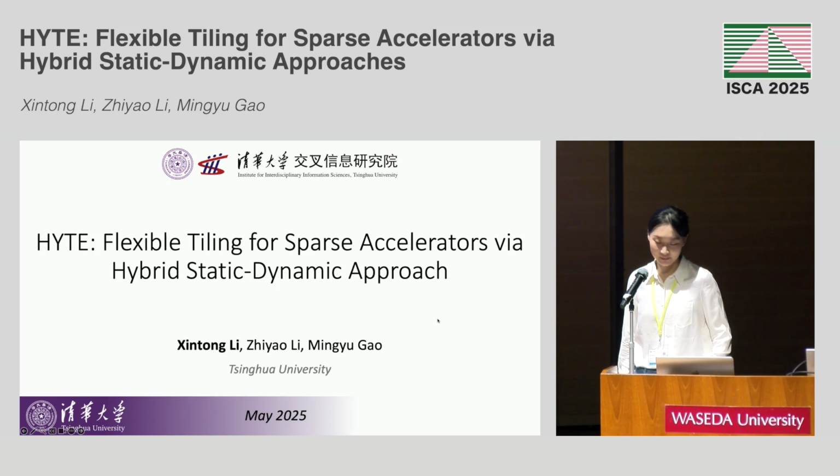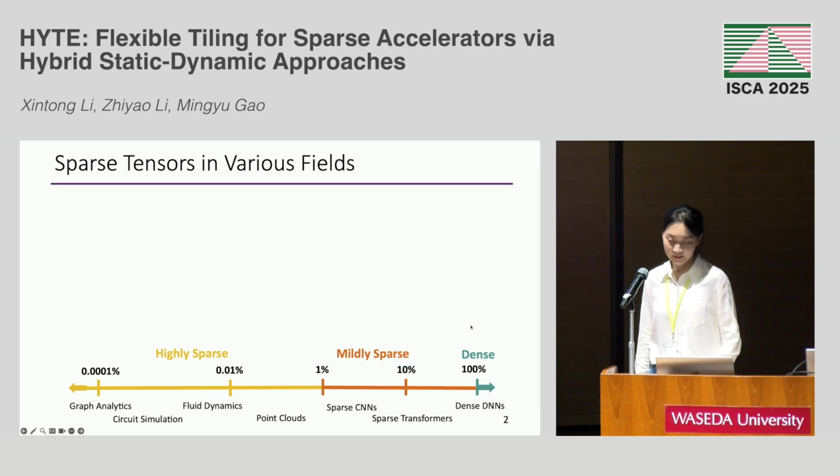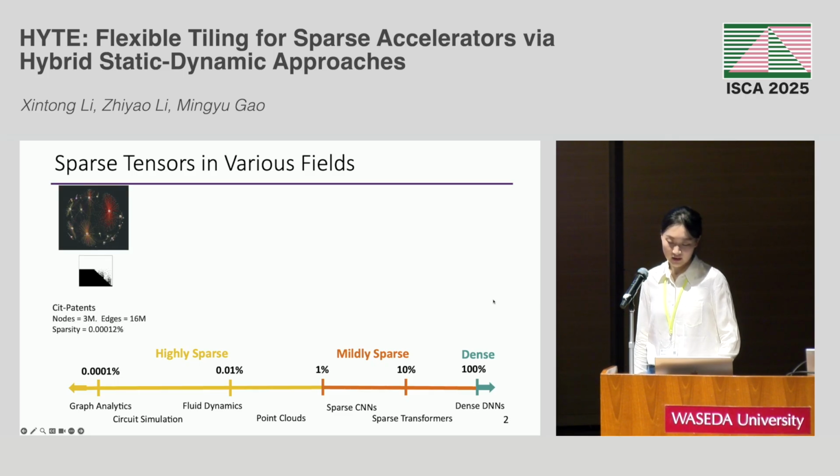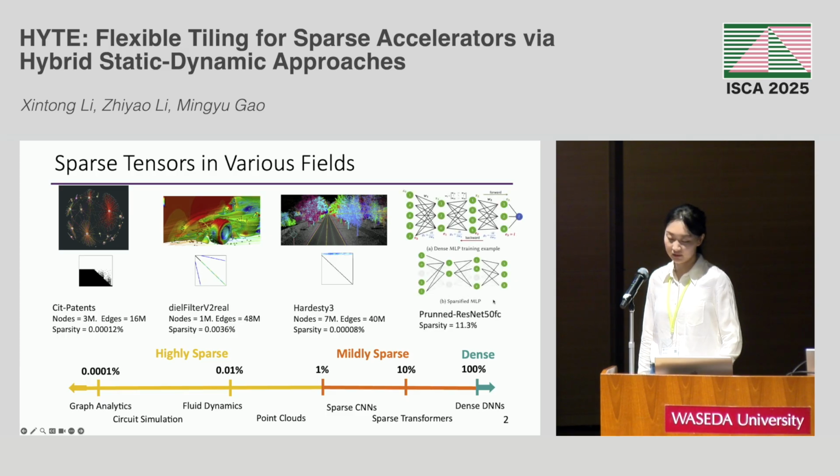Today I'm here to present our work HYTE, flexible tiling for sparse accelerators via a hybrid static dynamic approach. Let's begin with sparse tensors. Sparse tensor computation with varying degrees of sparsity is widely used in graph computing, fluid dynamics, 3D point clouds, and sparse neural networks. The various sparsity requires more flexible hardware.